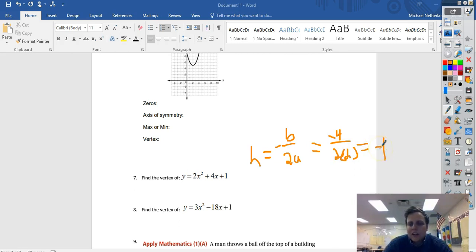That's the h value. To get the k value, I just plug it back in. So 2 times negative 1 squared plus 4 times negative 1 plus 1. You type that in a calculator, and you're going to get negative 1. So the vertex is the point negative 1, negative 1. Easy breezy. All right, number 8.